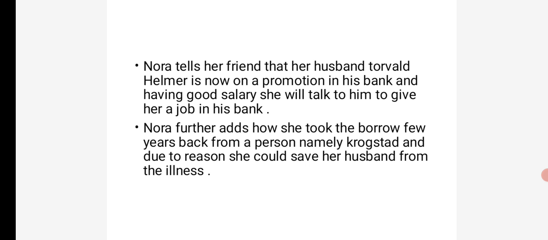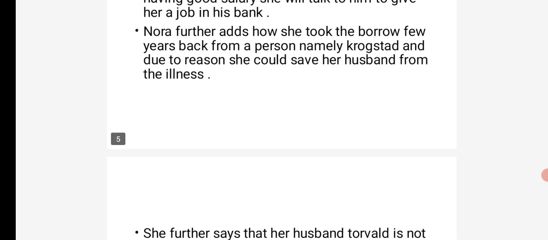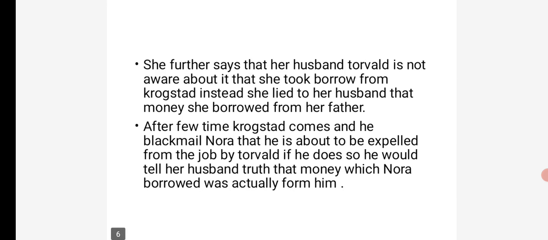So at that time, Nora borrows the money from a person named Krogstad, and she hides this truth. Instead, she lies that she took the money from her father. Now, moving on to further points, she says that her husband Torvald is not aware that she borrowed from Krogstad. Instead, she lied to her husband that the money she borrowed was from her father.